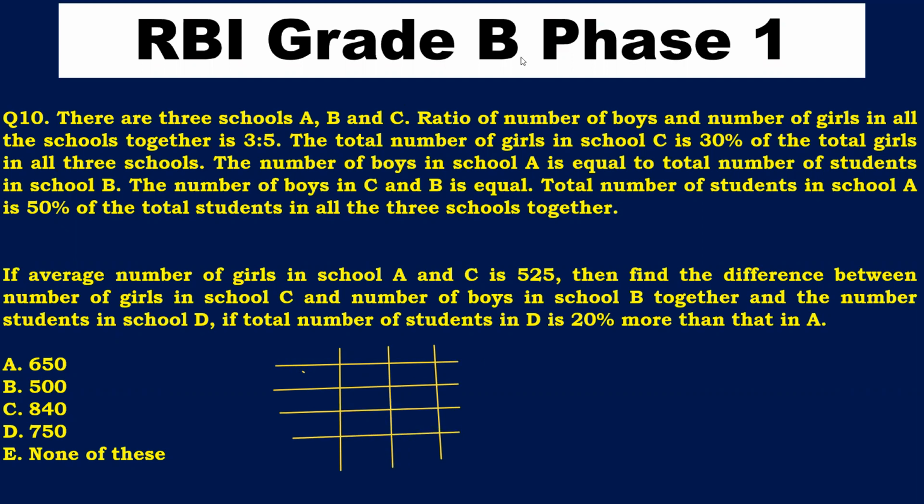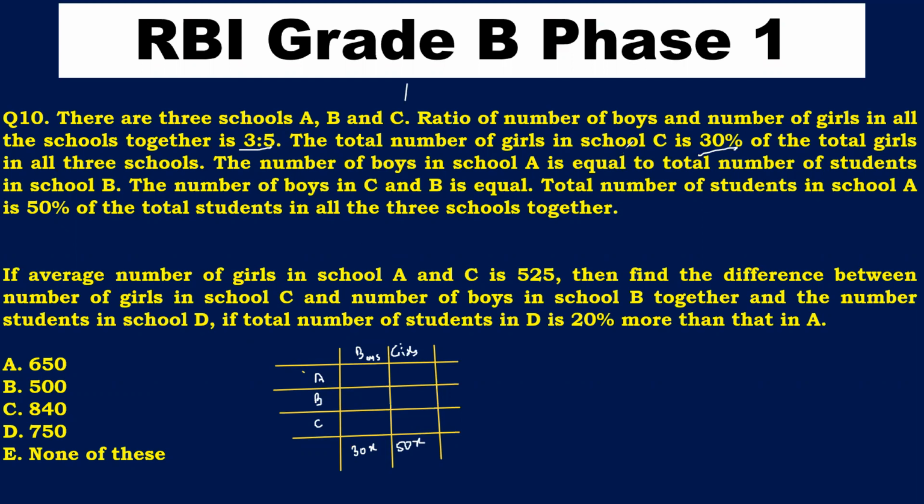So there are three schools. So we'll write it here: A, B, C. And then there will be boys and there will be girls. They are saying the ratio between total boys and girls is 3:5. So if I say there are 30x boys, there will be 50x girls because the ratio is 3:5. And I took 30 and 50 so as to calculate the percentage easily.